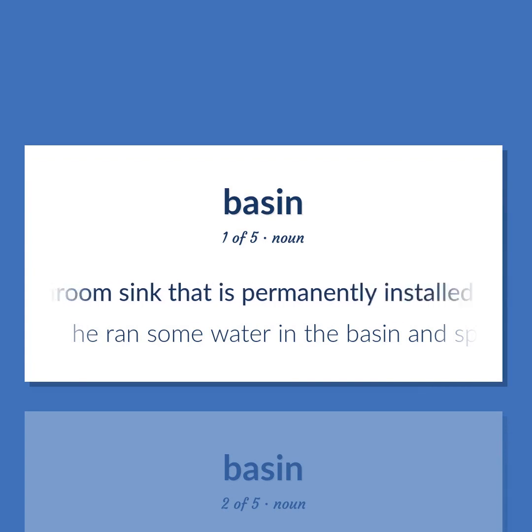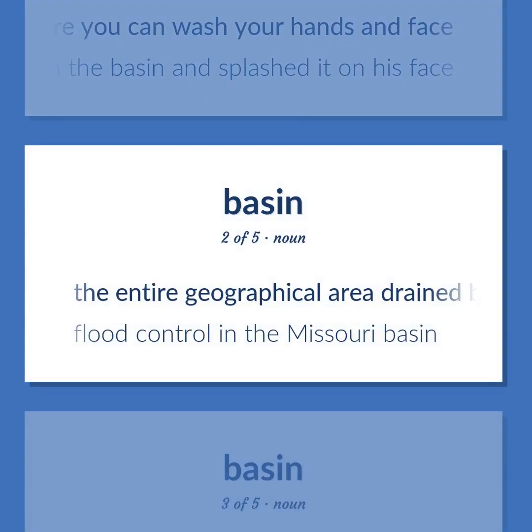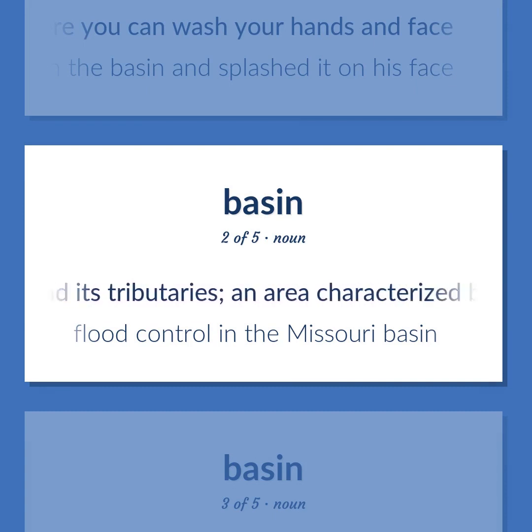A bathroom sink that is permanently installed and connected to a water supply and drain pipe, where you can wash your hands and face. He ran some water in the basin and splashed it on his face. The entire geographical area drained by a river and its tributaries, an area characterized by all runoff being conveyed to the same outlet. Flood control in the Missouri Basin.